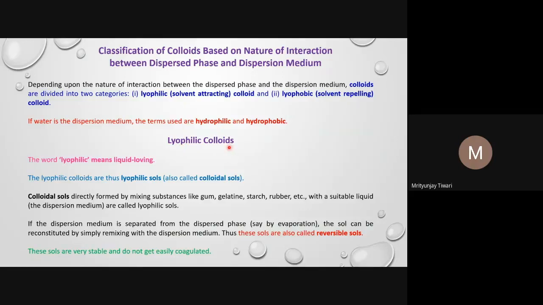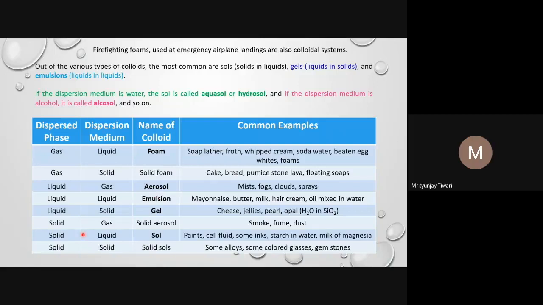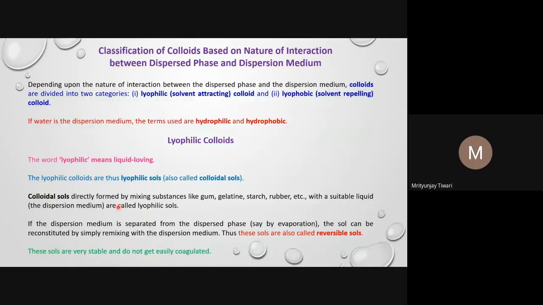And so lyophilic colloids are also called reversible sols or reversible colloids. Why are they called sols? Because, as we know from the definition, a sol has a dispersed phase that is solid and a dispersion medium that is liquid, and we are talking here about solvent attracting and solvent repelling. The dispersion medium is liquid here and the dispersed phase is solid, so they are also called sols. So lyophilic sols and lyophobic sols, these are reversible sols.